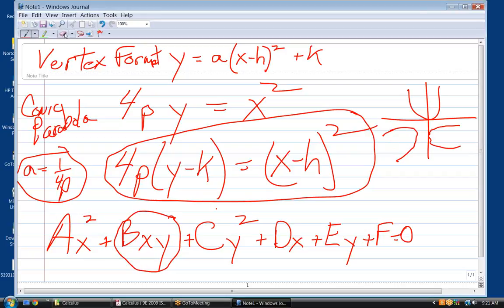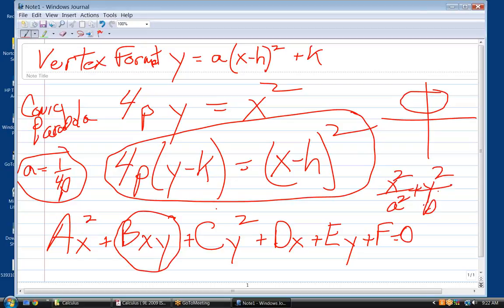Just as an example of that, an ellipse is x squared over a squared plus y squared over b squared equals 1. There's no xy term. There's an ax squared, and there's a cy squared, and there's an f. But that's it. That was actually the equation of an ellipse at the origin.